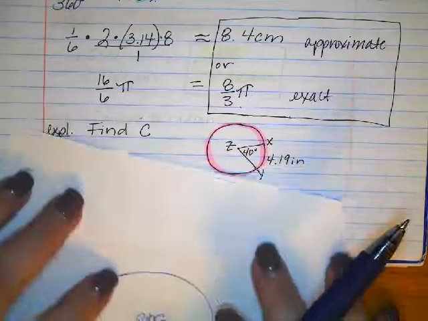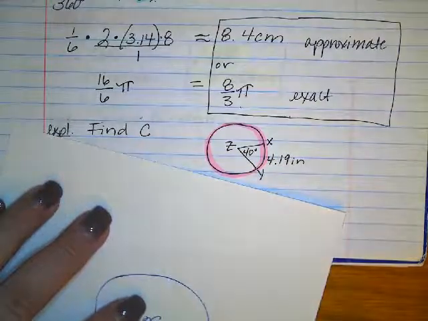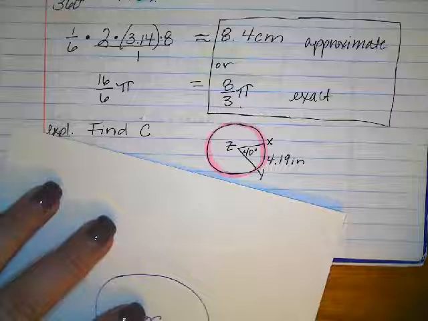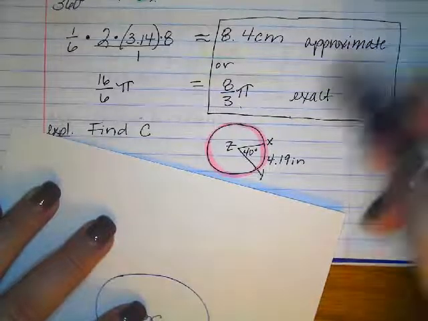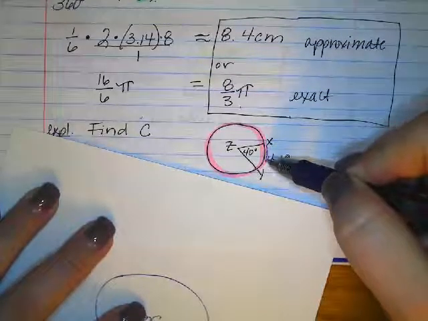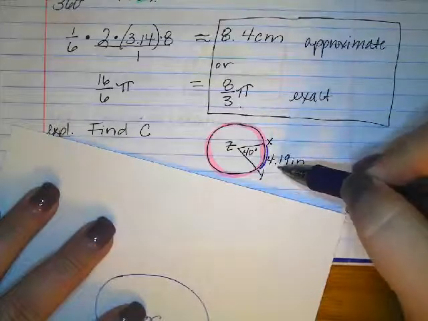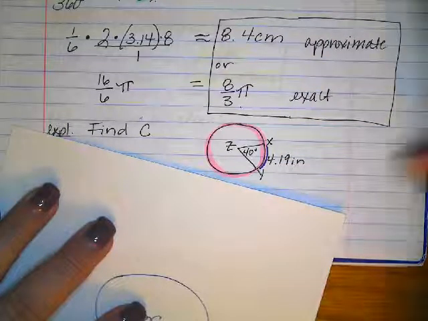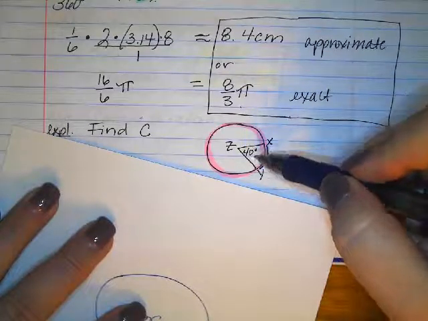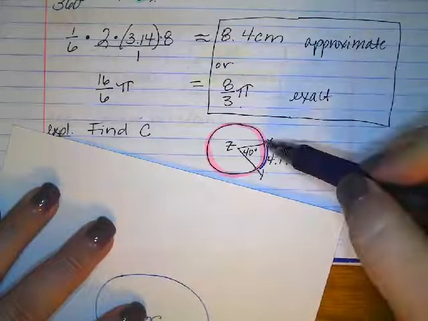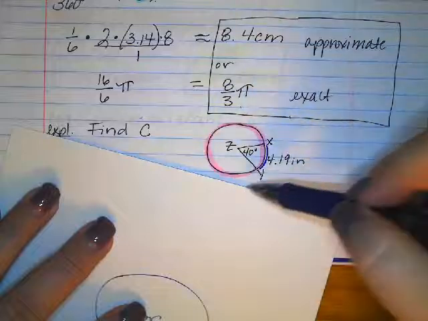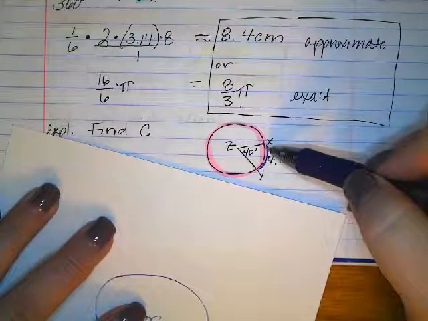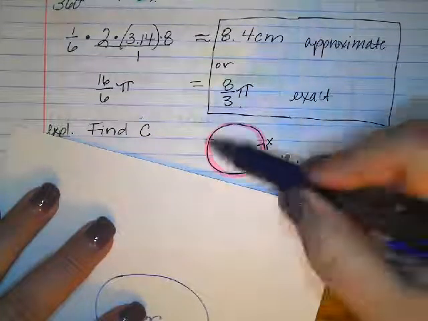This time it wants me to find C. It wants me to find the whole circumference. So it's given me this arc length of 4.19. I see this little angle measure in here is 40 degrees. But this time I want to know how long the whole entire thing is. So I just know this little piece of the circle. Now I want to know the entire circle.